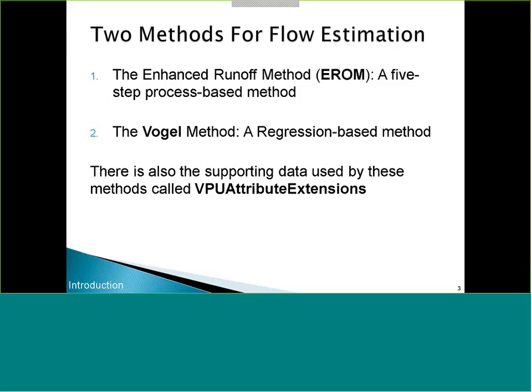Okay, we have two methods for flow estimation. We have what's called the EROM, Enhanced Runoff Method. It's a five-step process-based method. That's the primary method used for flow estimations. We do mean annual and mean monthly. We also do the Vogel method, which is named after Professor Richard Vogel at Tufts University. You can find the reference to his work on that in the NHDPlus user guide. And then the supporting data for doing these flow estimations is found in a place called the VPUAttributeExtensions.